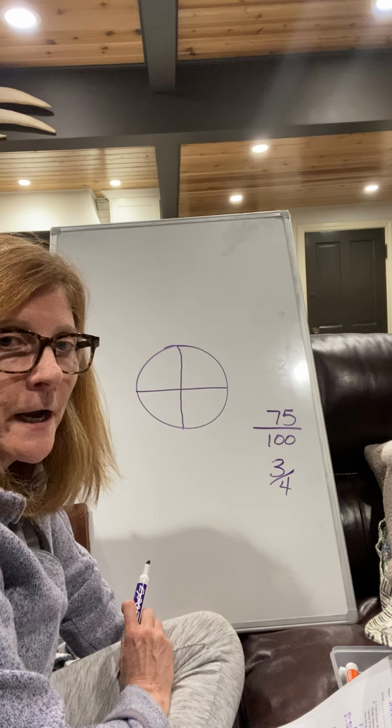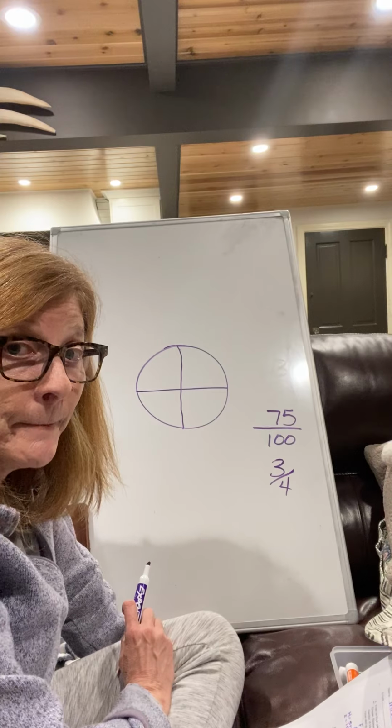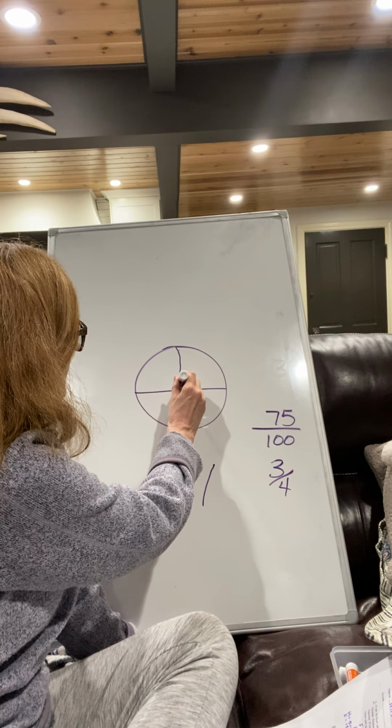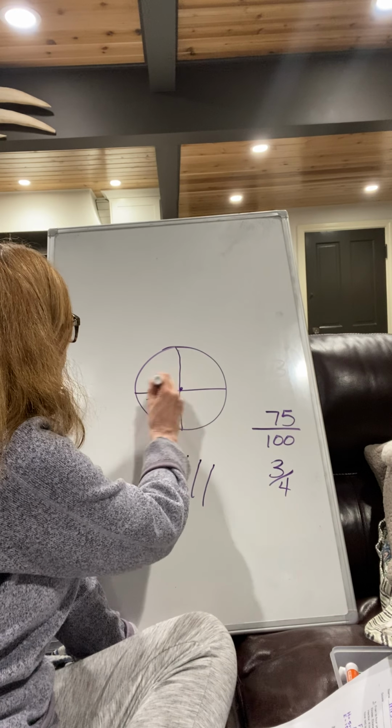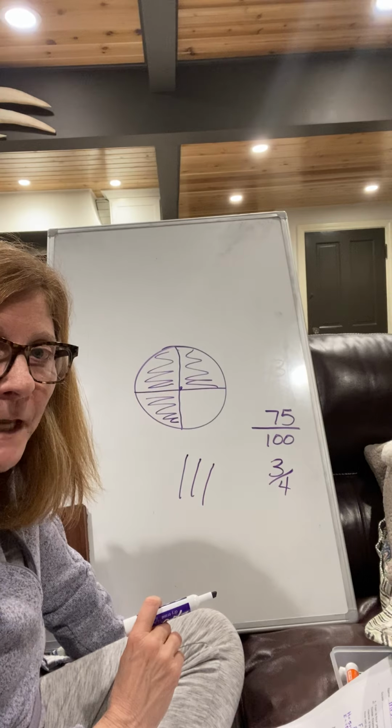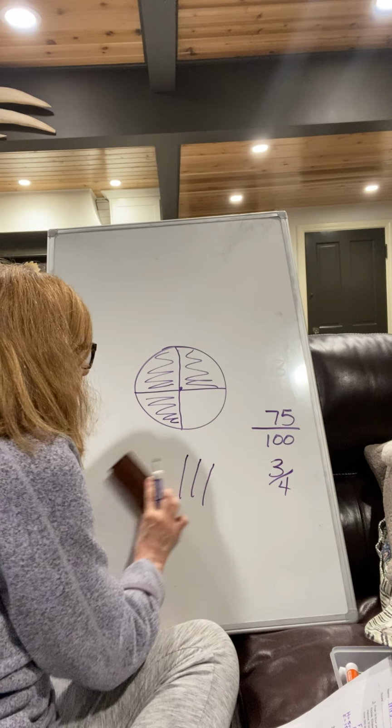Don't forget, when you divide a circle, it's like a pie. You don't cut a pie like that. You cut a pie from the middle. So if you're going to shade 3/4 of the circle, your answer should have been like that. Okay? All right.